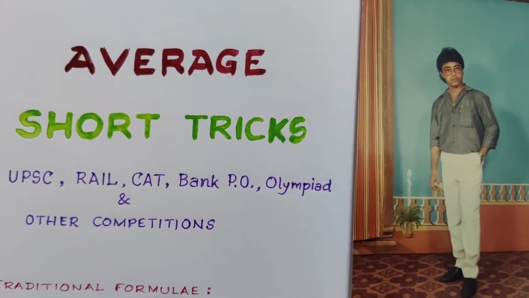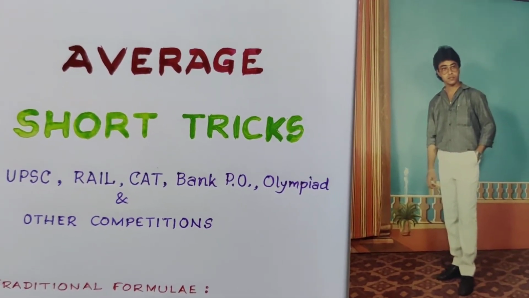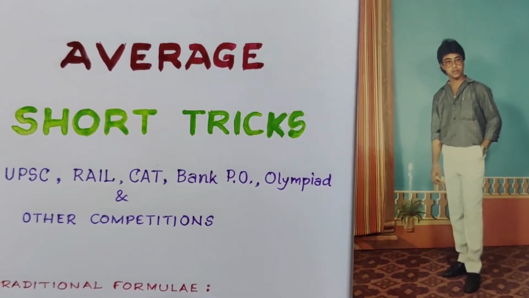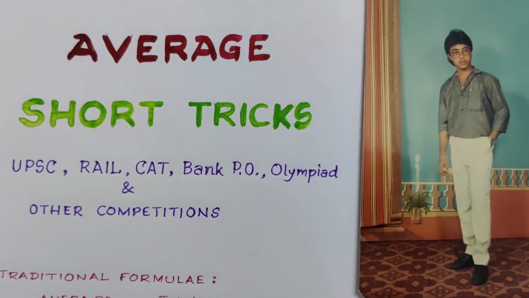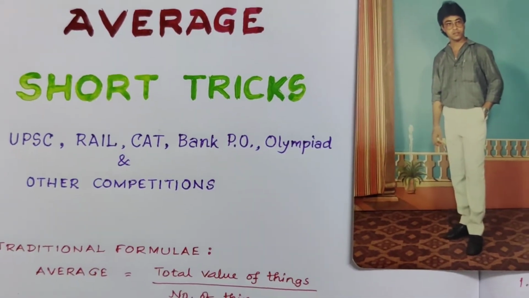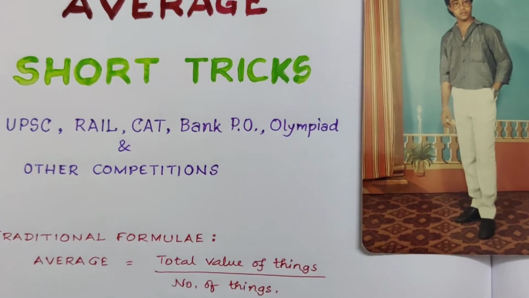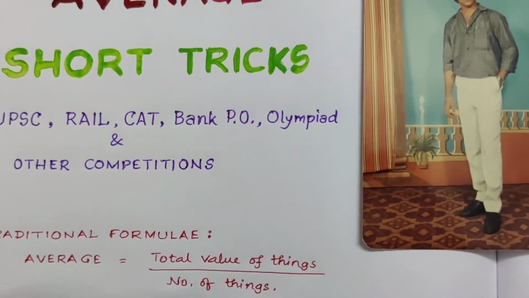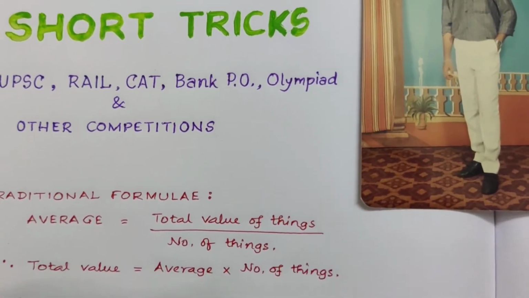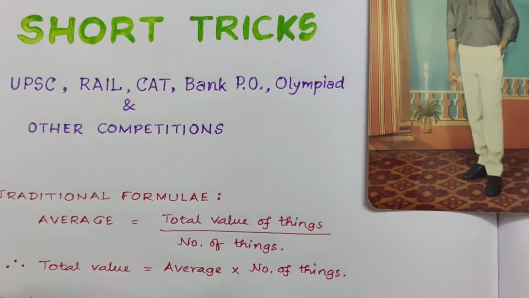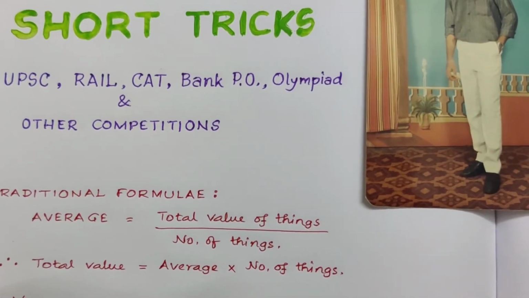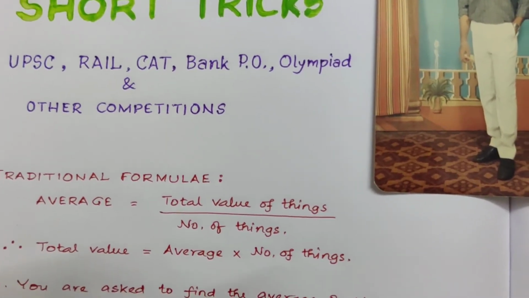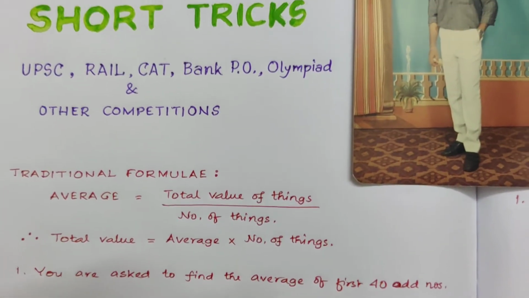We will start from scratch, starting with the traditional formula first. Now what is the traditional formula for calculating average? The traditional formula is: average is equal to total value of things divided by number of things, isn't it? Now if you want to find the total value, just multiply the average by the number of things. This is the traditional formula.